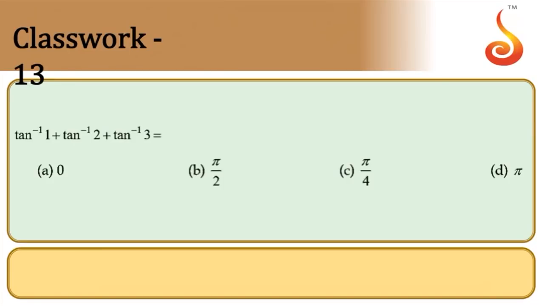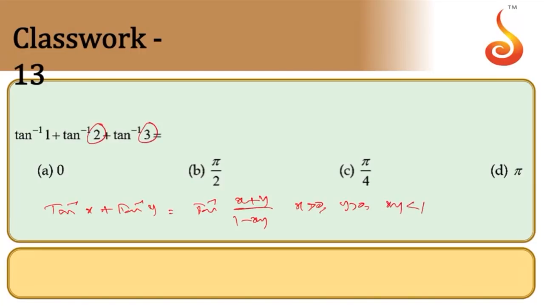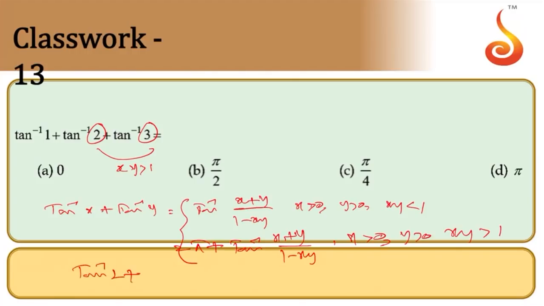So next one. We know according to the formula, tan inverse of x plus tan inverse of y is equal to tan inverse of (x plus y) by (1 minus xy), provided x positive, y positive, and xy is less than 1. But here, when you take 2 and 3, you will get the product xy greater than 1. So then there is another formula: pi plus tan inverse of (x plus y) by (1 minus xy) is to be taken for x positive, y positive, but xy greater than 1.